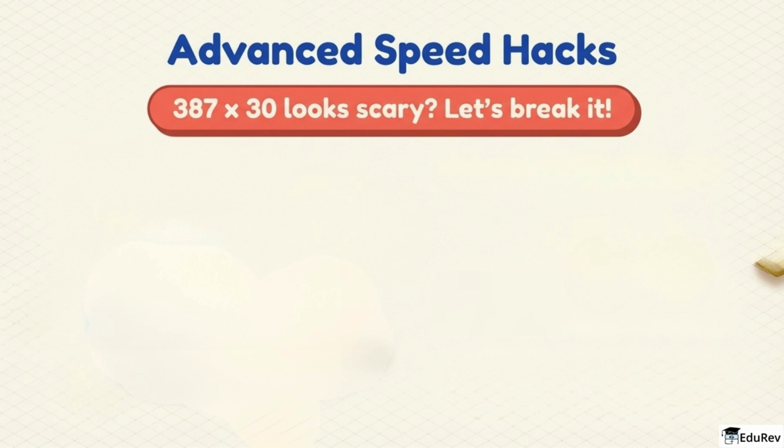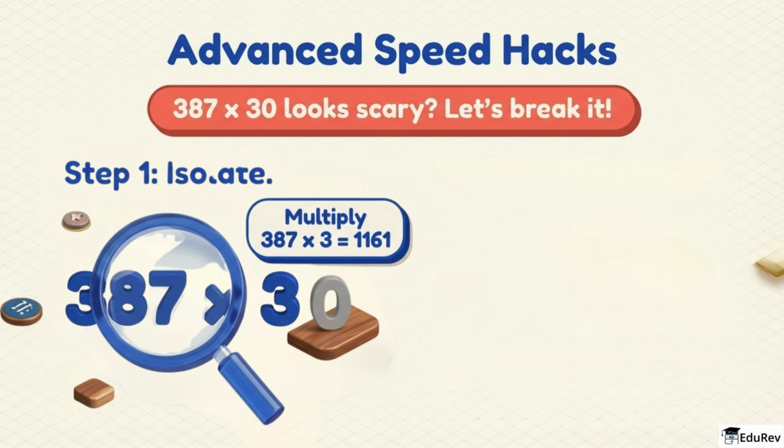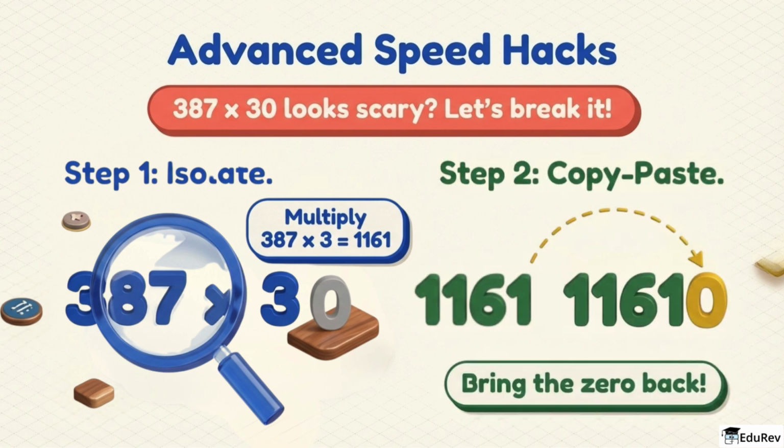Let's use that same trick in a slightly bigger problem. Suppose you want to solve 387 times 30. First, ignore the 0 for a moment and do 387 times 3 equals 1161. Now bring back the 0 from 30. So the answer becomes 11,610. This is a great trick for multiplying by numbers like 20, 30, 40 and so on. Solve the smaller part first. Then bring the 0 back.